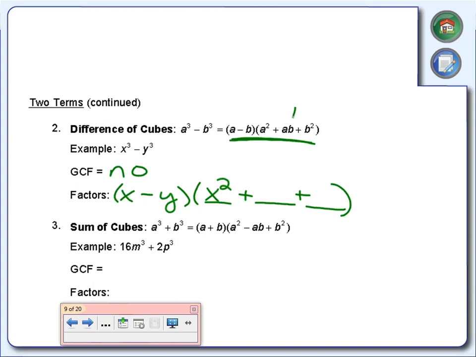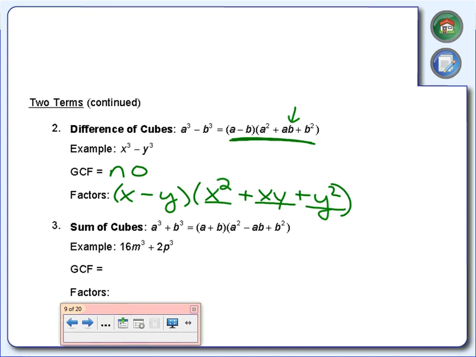To get this middle part, what they want me to do is take the first and the second term of the binomial and multiply them together, the x times the y. X times y is xy. Notice that it is a plus though. These two signs right here will always be opposites of each other. Always, always, always. To get the last term, we take the last term of the binomial, which is our y, and square it. So I get a y squared.